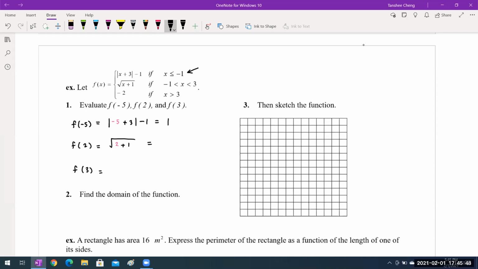And for the second one, the input is in the second restricted domain, right? The second formula's restricted domain, which is between -1 and 3. So I'm going to be using the second formula, which is 2 plus 1. That will be square root of 3.